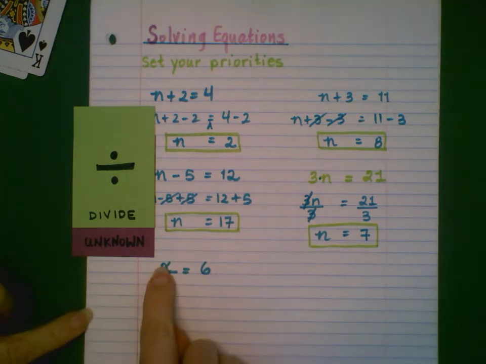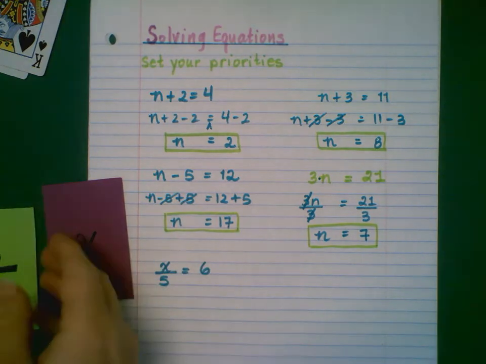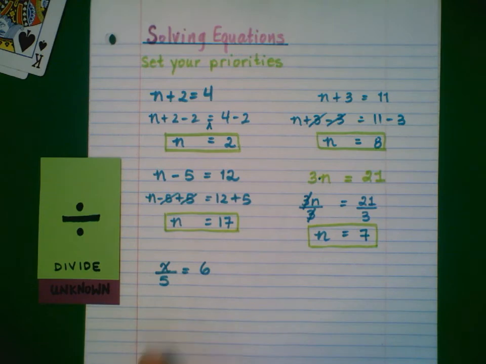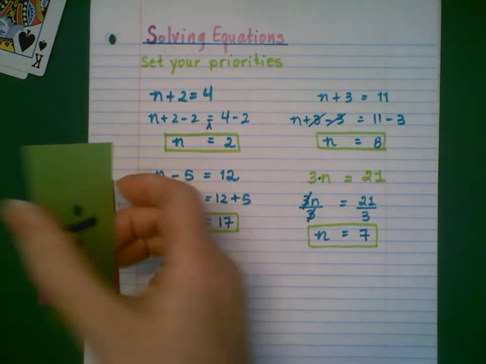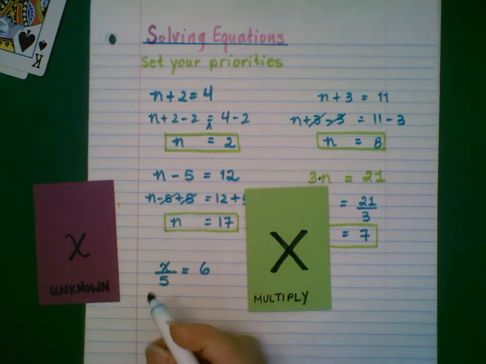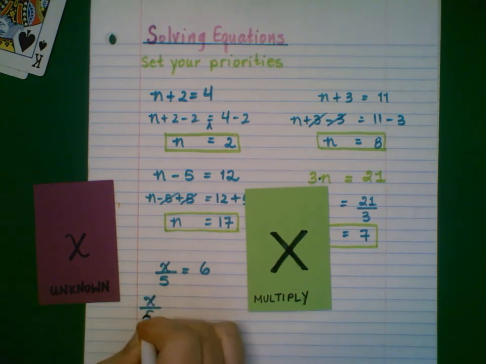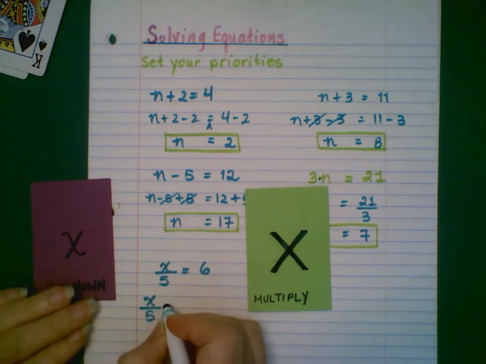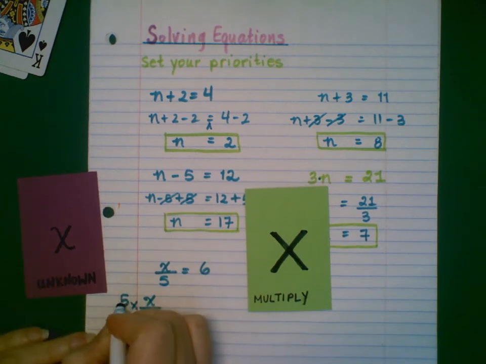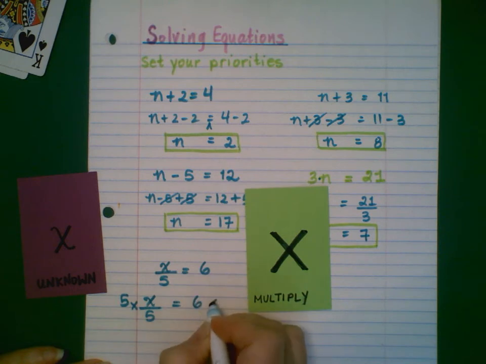All right, so in this case, my unknown, x, has been divided by 5. Always that unknown is on the top. And it equals 6. In order to get rid of this division by 5, to isolate for the unknown, I'm going to need to multiply. So I'm going to write that like this. And I can choose to write times 5 to the right here or to the left. It doesn't make any difference. I'm going to write it like this.